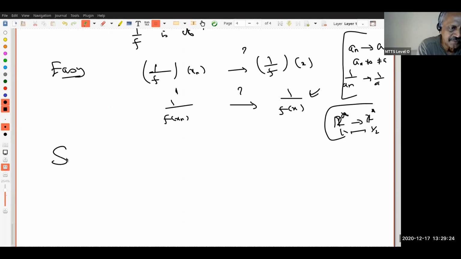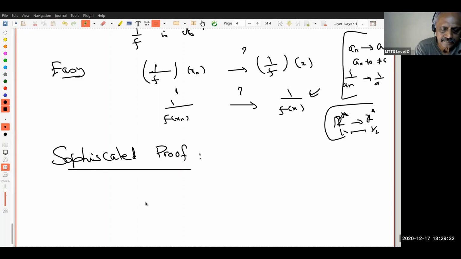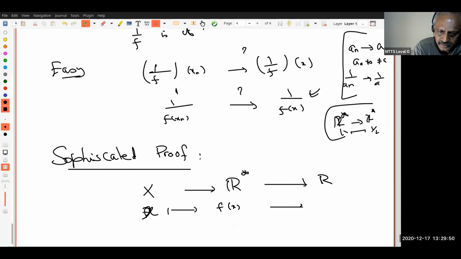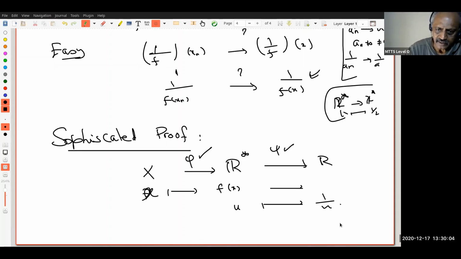Now, what is the sophisticated proof? How many of you can think of it? So I have x to R, but remember it actually lands in R star. So x going to f of x, and this is actually R star, and it goes to R. What is the map? This is the map u going to 1 by u. This is phi, this is my xi. I know this is continuous; we had already proved this is continuous. Therefore, what is the composite map? x going to f of x, that goes to 1 by f of x. That is, 1 by f is continuous.